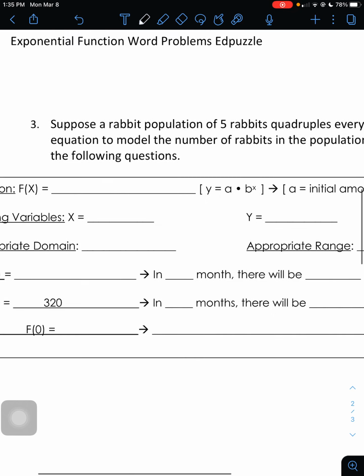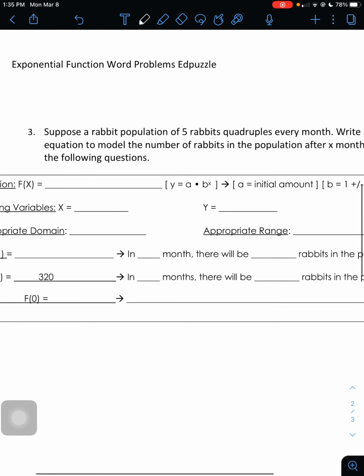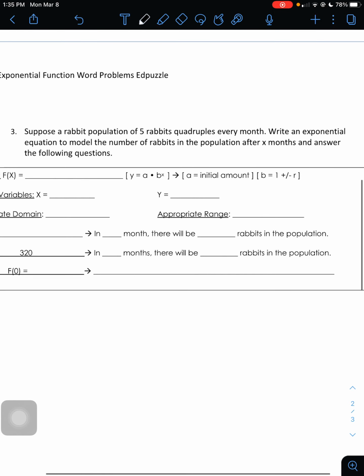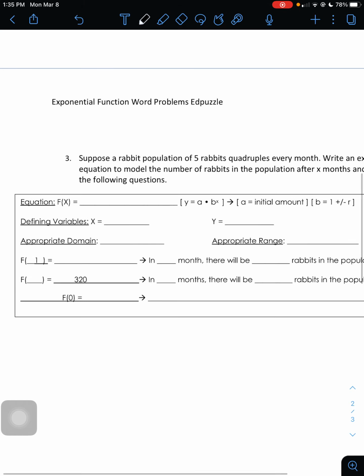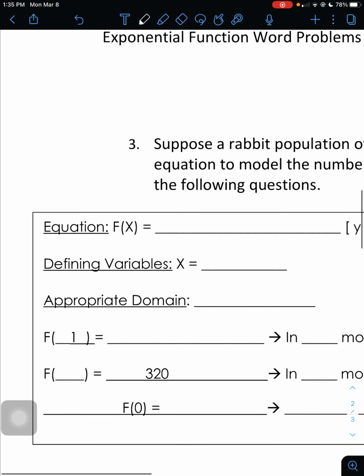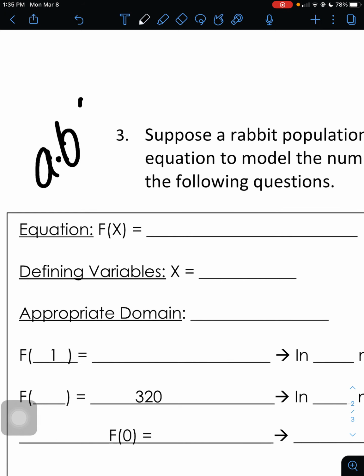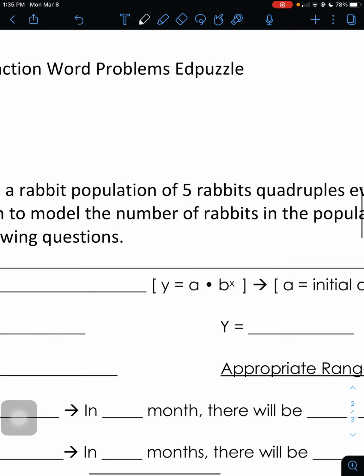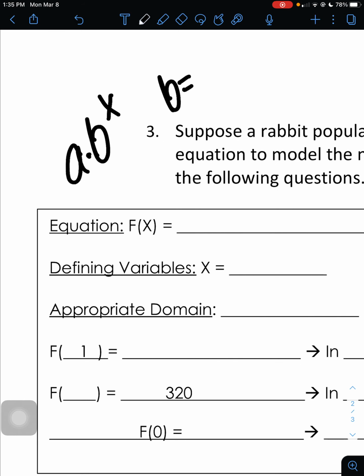So there's one more example I want us to look at. It's about some rabbits. So it says, suppose a rabbit population of 5 rabbits quadruples every month. They want us to write an exponential equation to model this after x months and then answer the following questions. We can do that. We've been doing it for 4 times thus far. So what I'm going to do first, just write out what my general format is, A times B to the x. And then I know that B is equal to 1 plus or minus r.